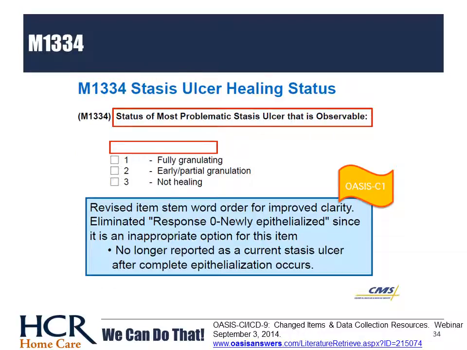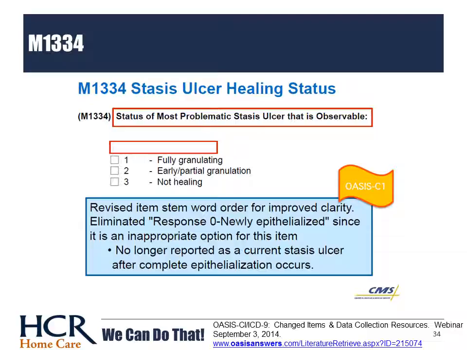The next wound item that we'll talk about is M1334, which is the status of the most problematic stasis ulcer that is observable. Now, this item had always been a little misleading because it used to have a response 0, which was for the status of newly epithelialized.